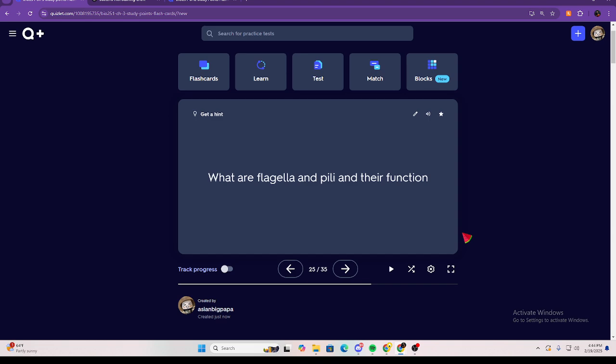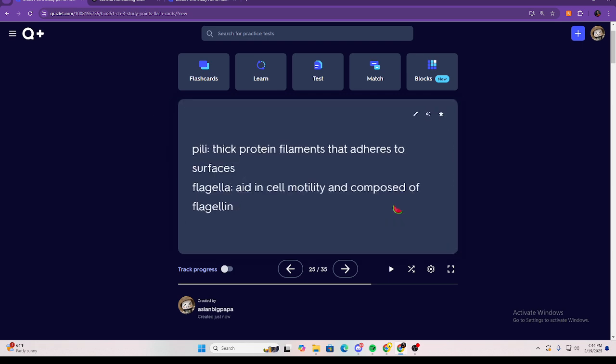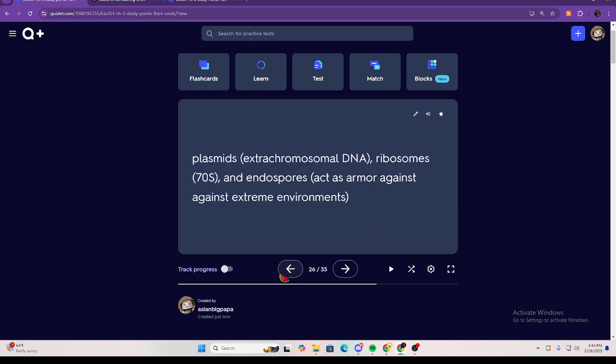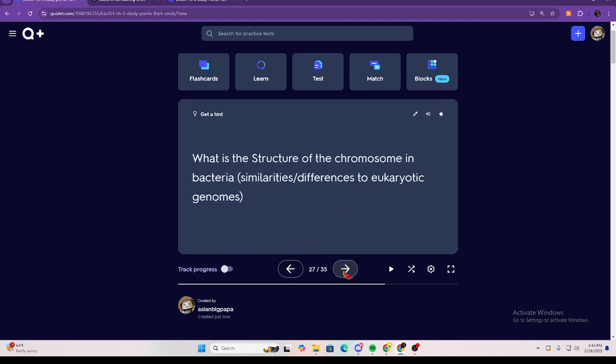And what are flagella and pili and their function? I already went over this. Basically, pili is for attaching to surfaces, flagella is for cell motility. And then internal structures of prokaryotic cells. The ones you need to know that are different from eukaryotic are that sometimes it has plasmids, which are extra chromosomal DNA, ribosomes, that 70S ribosome, and endospores, which is basically an armor against extreme environments, which I'll get into later.